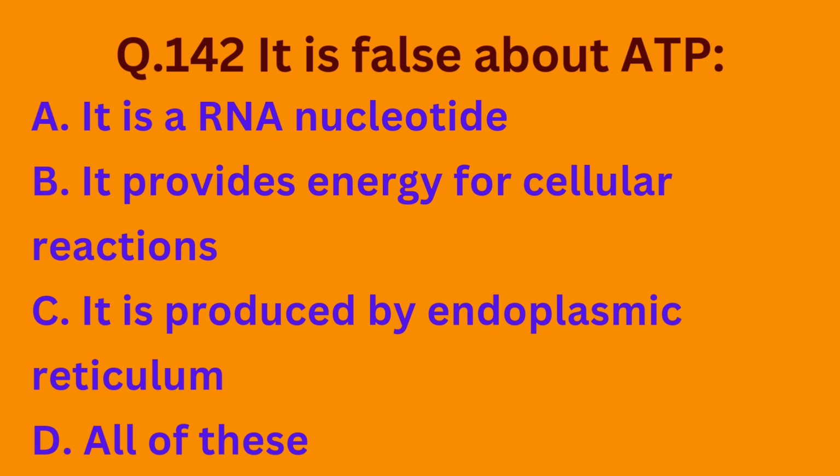Coming to next question. It is false about ATP. Option A, it is an RNA nucleotide. Option B, it provides energy for cellular reactions. Option C, it is produced by endoplasmic reticulum. Option D, all of these. So the correct option is option C.